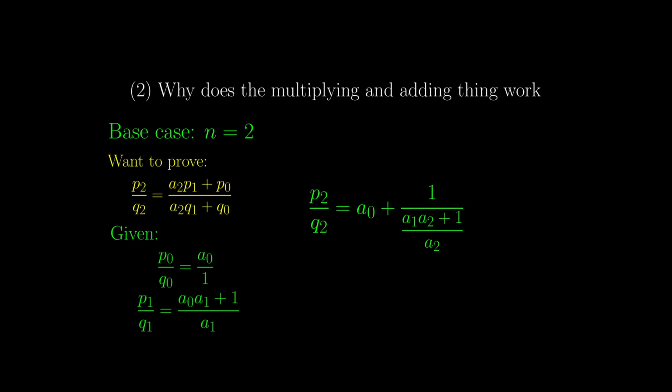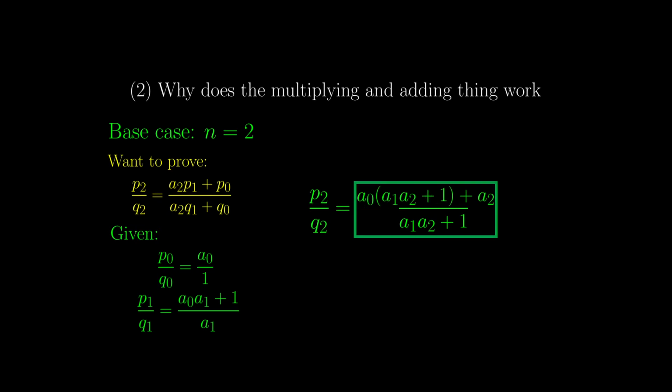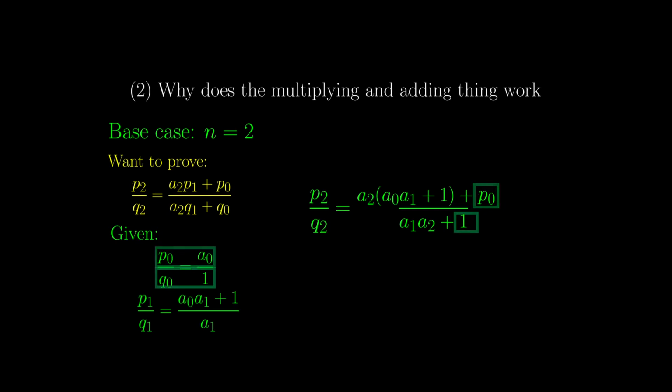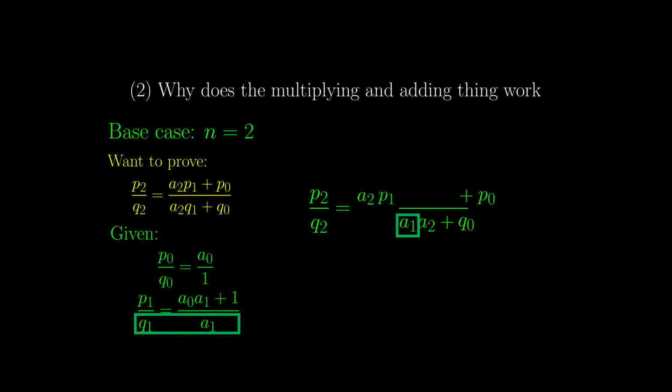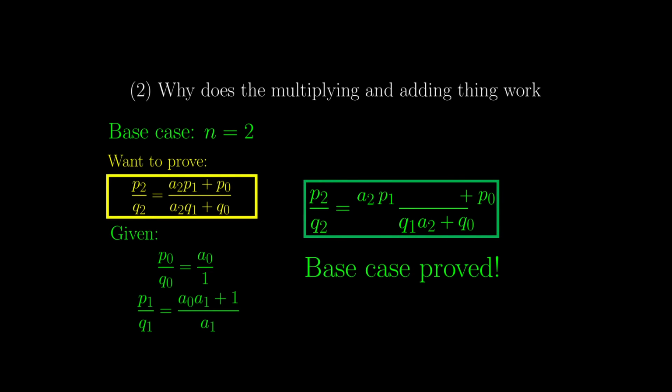Now we want to have a little algebra. Now notice from the left, we have P0 equals A0, so we replace A0 by P0 here. Then do the same for Q0, P1, and Q1 respectively. This is exactly what we want to prove, so we have successfully finished the base case.